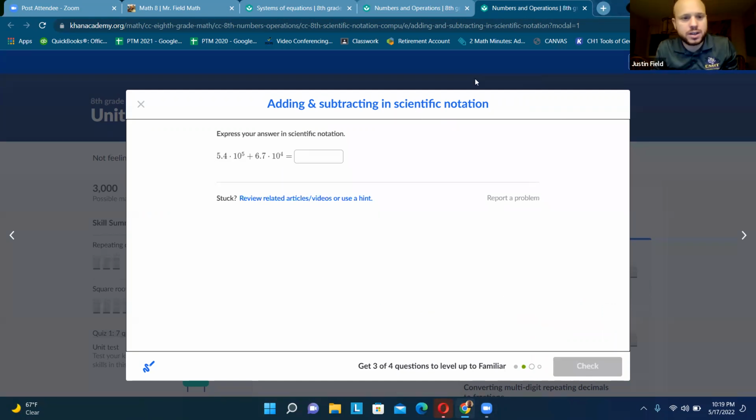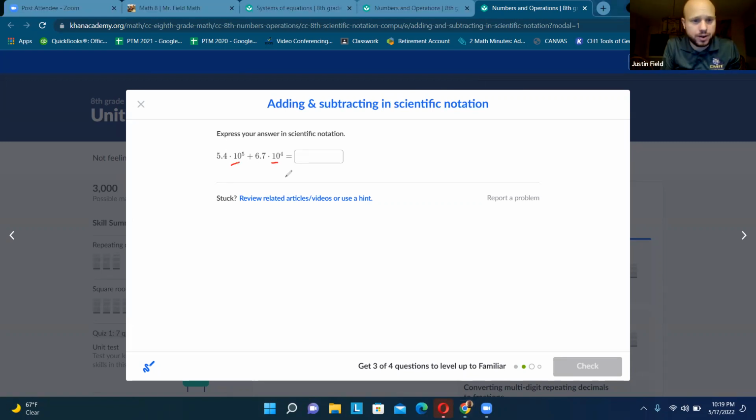Okay, addition. So as you can see, the exponents are different. So let's take this 5 and bring it down to a 4. Now you can go either way. You can bring the 4 up to a 5. You can bring the 5 down to a 4. You just need the exponents to be the same.